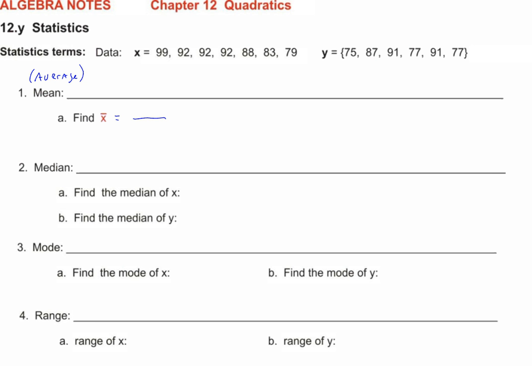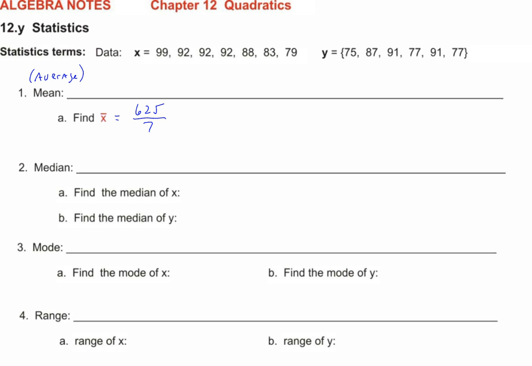As soon as you got that, raise your hand and tell me the value. 99 plus 92 plus 92 plus 92 plus 88 plus 83 plus 79. What do you got, Madison? 625. Anybody confirm it? 625. Anybody else? Sam? Okay, good. So we'll consider it. You can stop punching. How many pieces of data? 1, 2, 3, 4, 5, 6, 7. That's 7, right?